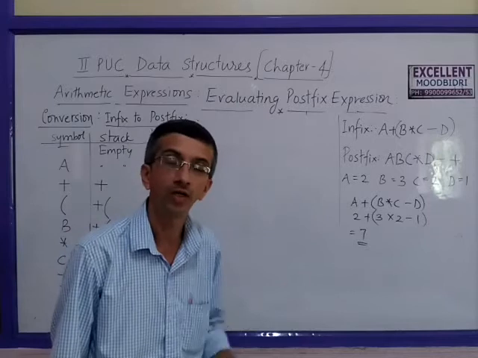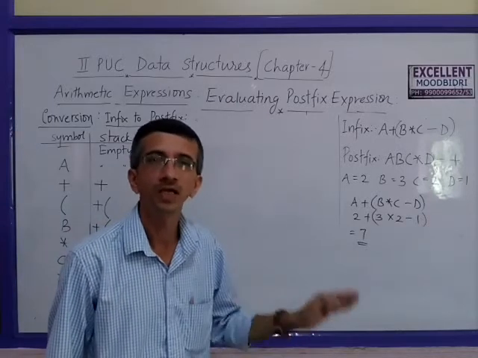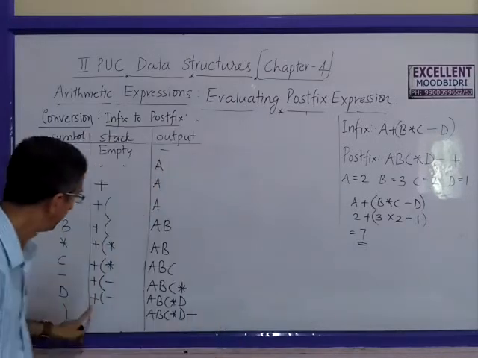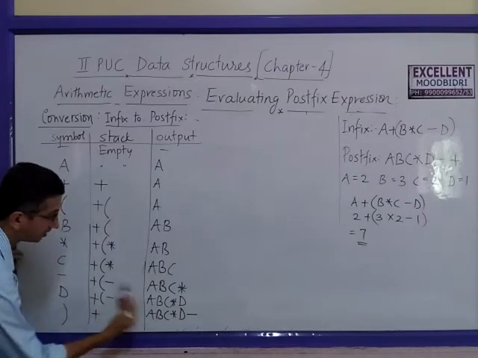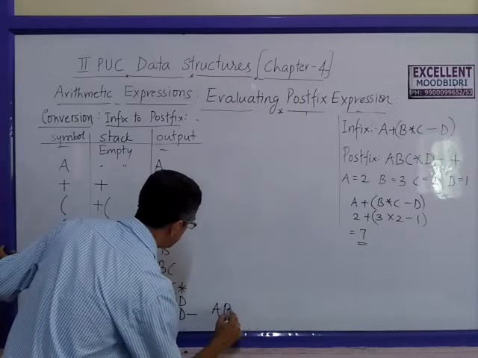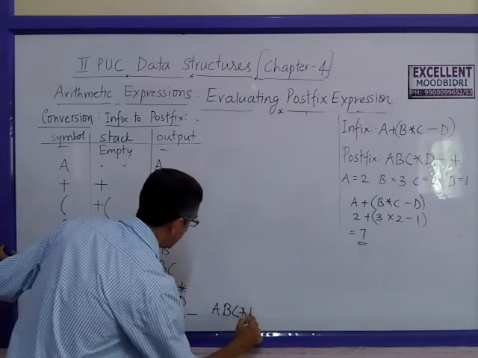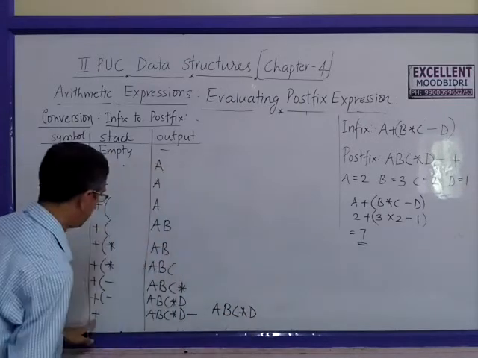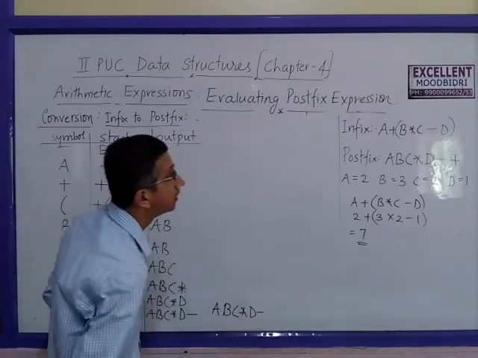So what is the last step? If there is no more input, 7th step: pop the remaining operators from the stack. The remaining operator is only plus, right? Plus is there, so you write it here. I will write here: A, B, C, star, D and minus and plus.